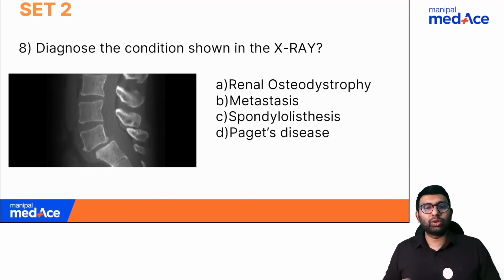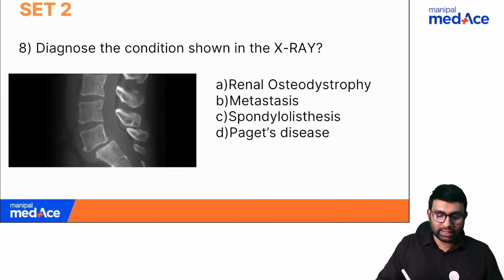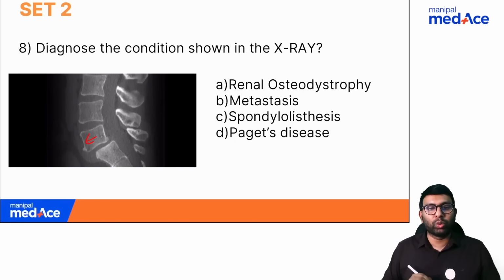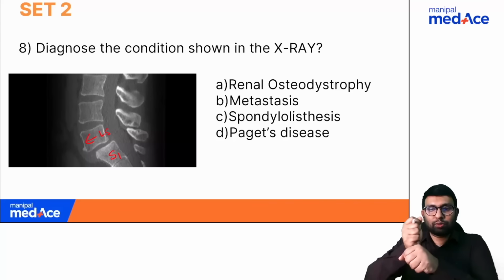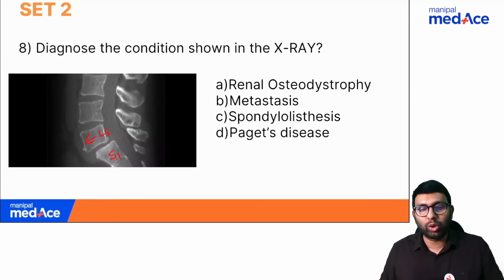Then coming to the eighth question, again an image-based question. They've given you this X-ray and asked what is the condition shown. Here you can see that there is a forward slipping of one vertebra over the other. This is L5, this is S1. So there is a forward slip of L5 over S1.